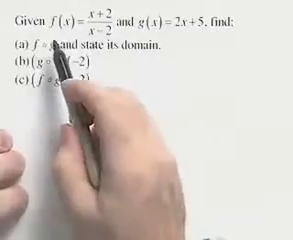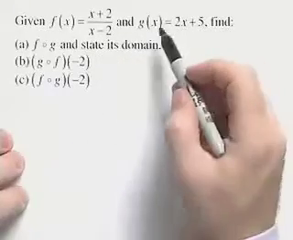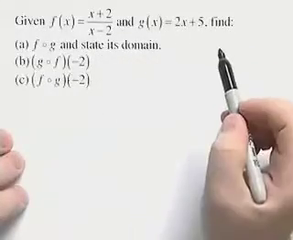For this problem, we're going to find the composition of two functions, and then evaluate a composition at a given value. Here we're given f of x is equal to (x plus 2) divided by (x minus 2). And the second function, g of x, is equal to 2x plus 5.